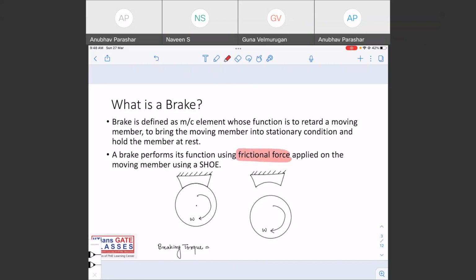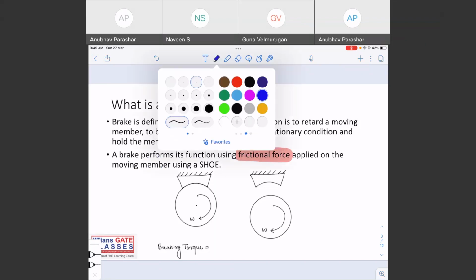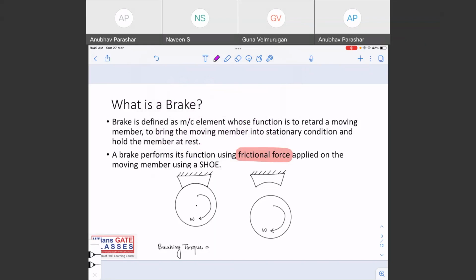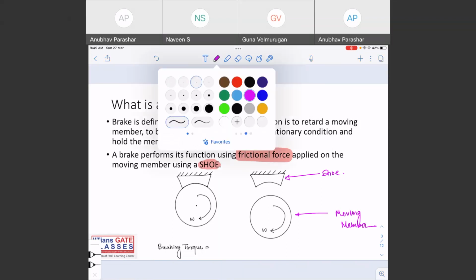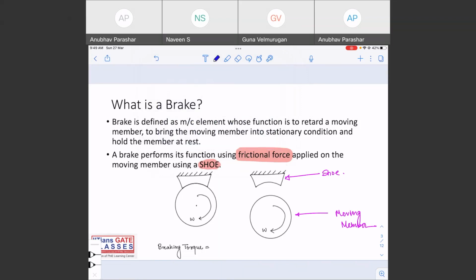So one of our motives in the questions will be to calculate the frictional force applied on the moving member by using a shoe. It could be a shoe or it could be something else. If you're studying a shoe brake, there will be a shoe, and this is the moving member. There will be some kind of friction applied by the shoe on the moving member to stop it. Let us try to understand.